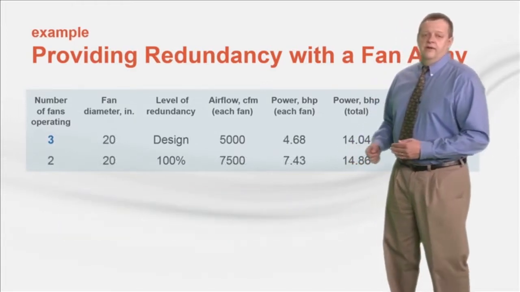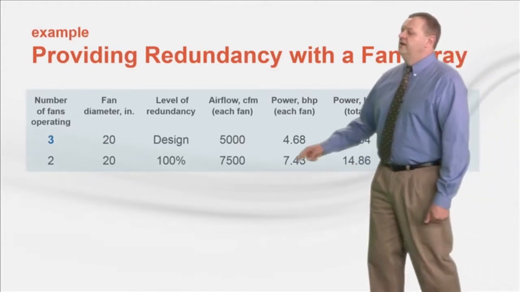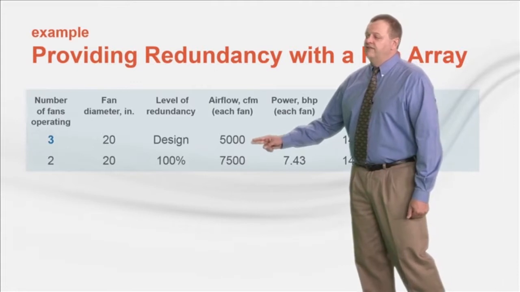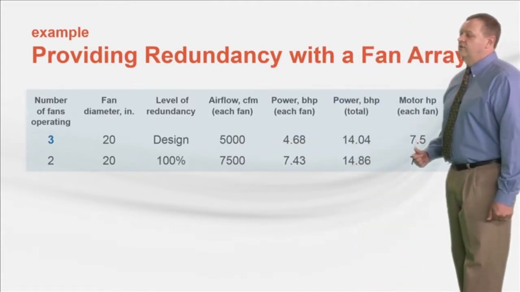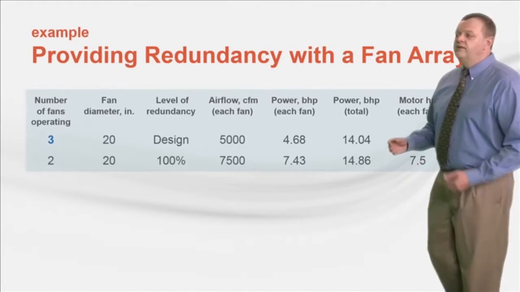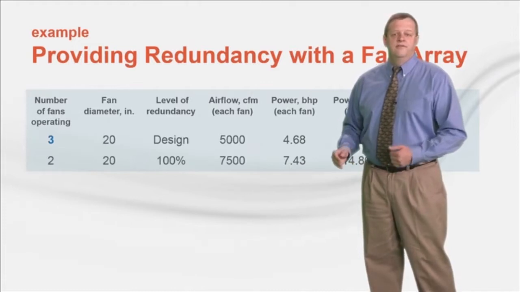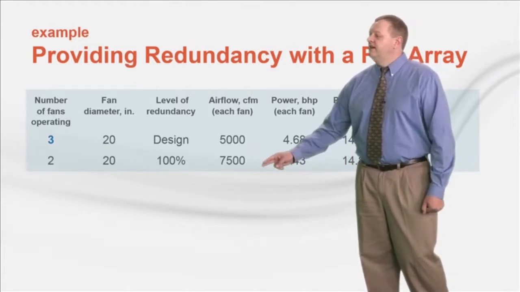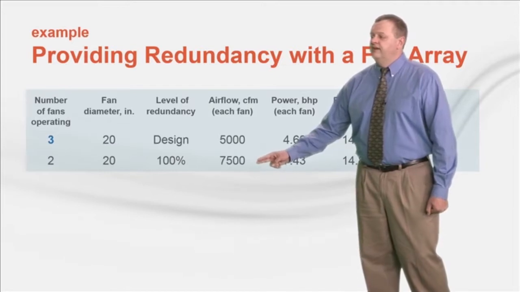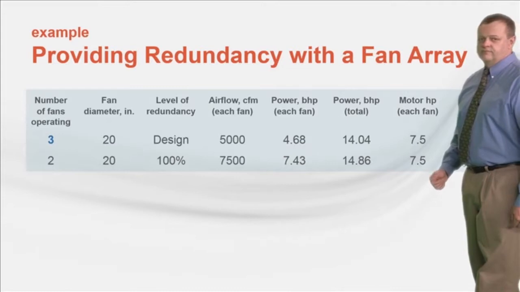Let's look at a 3-fan array. At design conditions with all 3 fans operating, each fan is selected to deliver 5,000 CFM and requires a 7.5 horsepower motor. As shown in the second row here, if any one of the fans was to fail, the remaining 2 fans could still achieve the full 15,000 CFM. Each fan is able to deliver 7,500 CFM using the same 7.5 horsepower motor.